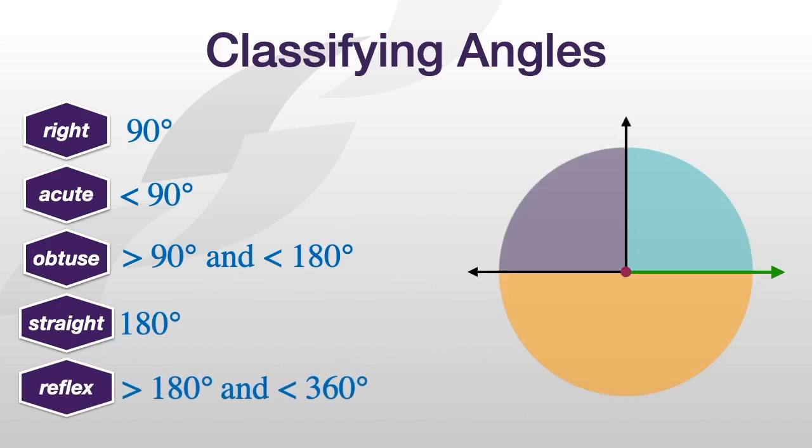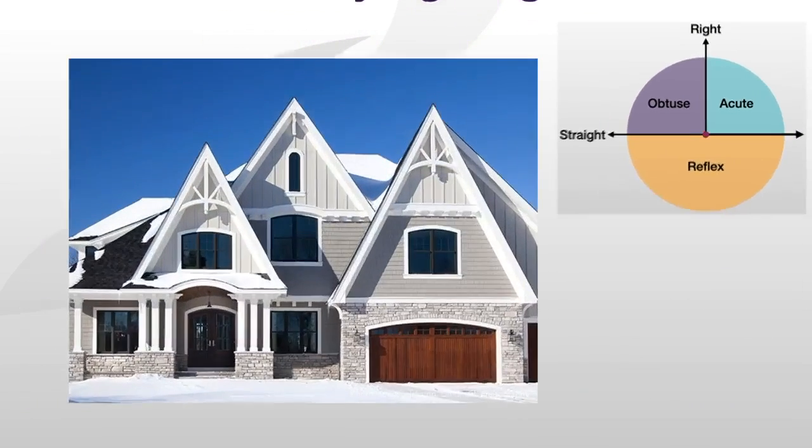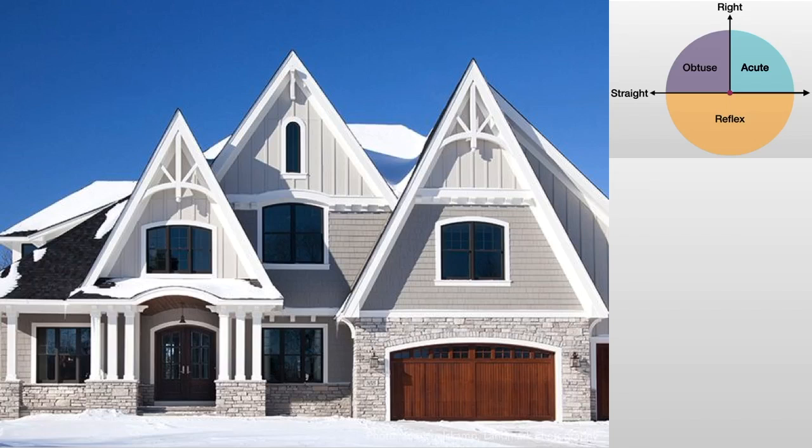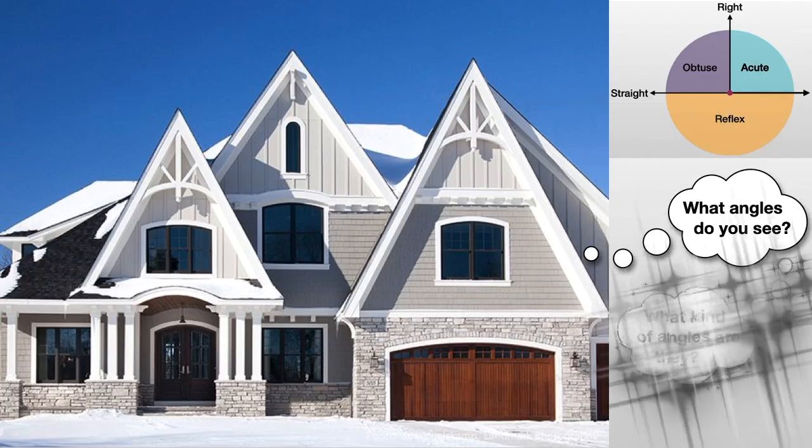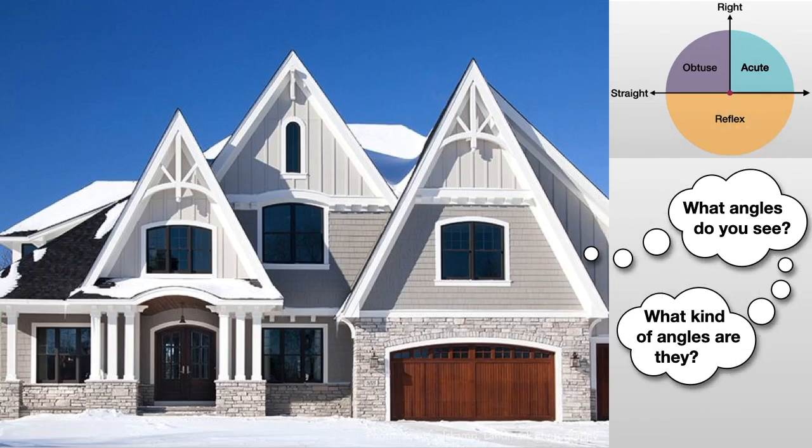In summary, if our initial ray is as shown in green, then we can visualize the size of rotation for each type of angle. Let's apply this understanding of identifying angles to the image from earlier in the video. What angles do you see, and what type of angles are they?